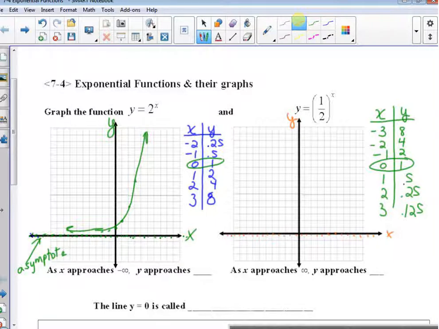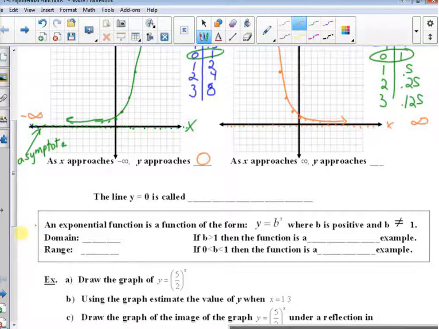So -3, 1, 2, 3, and so on. And so it's going to kind of, again, look like it's hugging that x-axis, but it's never going to cross it. So as x approaches negative infinity, y approaches 0. And as x approaches now to the right here, here would be infinity out here, here would be negative infinity way out there. So as x approaches infinity on this one, y approaches 0. And that line y equals 0 is called an asymptote.